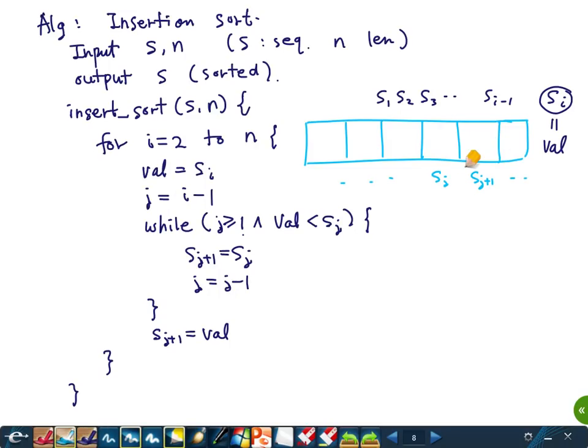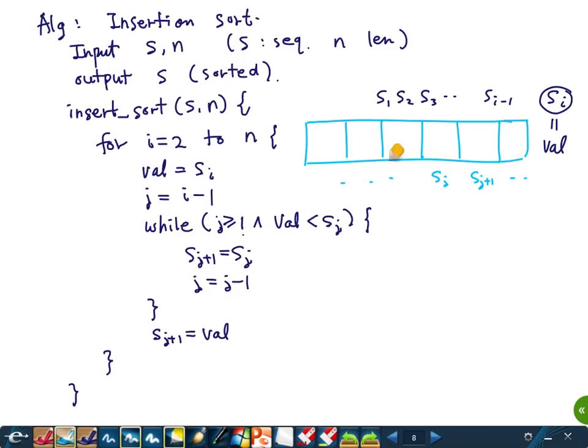So we compare val with Sj here. What happens if val is smaller than Sj? Basically we want to place this number into some of these boxes, right? But if the number that's written here is bigger, that means we have to go further to the left, right? Because this is smaller.